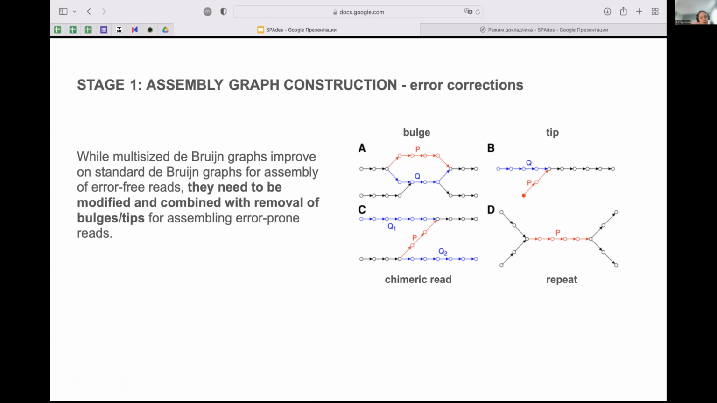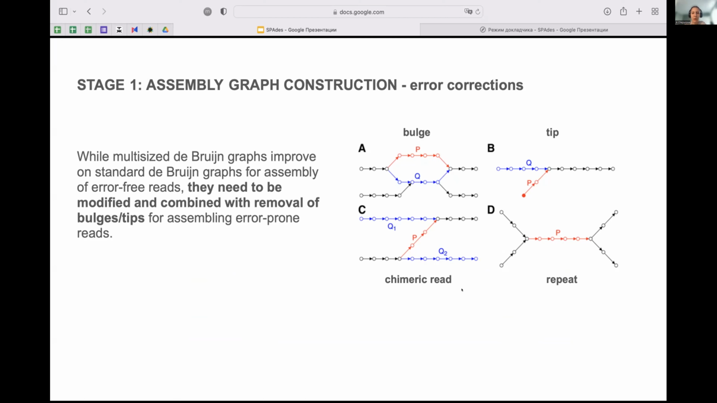Although the multi-size de Bruijn graph improves on standard de Bruijn graphs, we still need to correct so-called bulges and tips. For example, a bulge is depicted in this picture, where we have two alternative paths, and we need to choose between them because we need a graph with no alternative or doubled ways. A tip also has two or more alternative paths, but in the case of a tip, we have a path that is not properly starting or, for example, ending.